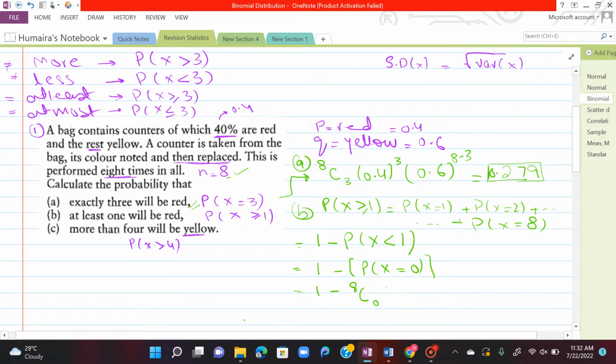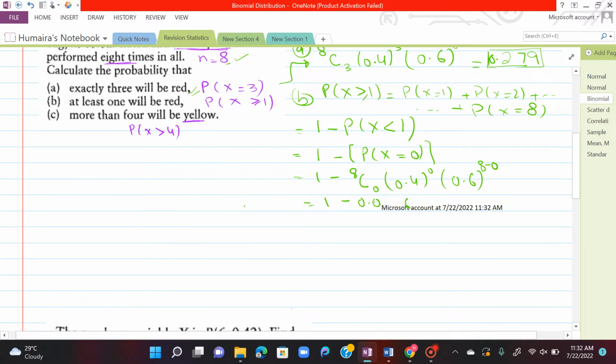nCx, x is 0. p^x q^(n-x), 8 minus 0, right? So that will be 1 minus, put this in the calculator, you will have 0.01696 and the final answer will be 0.98321. Okay, so this is your final answer.